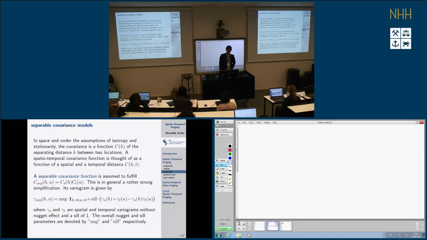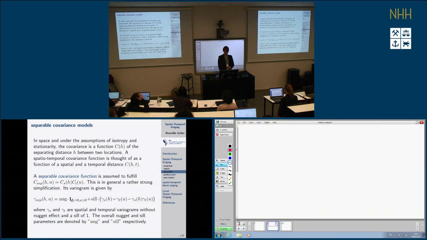Okay, next approach is separable covariance models. There we assume we have a spatial covariance structure and a temporal covariance structure, and simply multiply them together. So we don't have any interactions over space and time. We just assume that the spatial-temporal cross correlations are the product of the space and time correlations. So in terms of covariance matrices, it's simply the product.